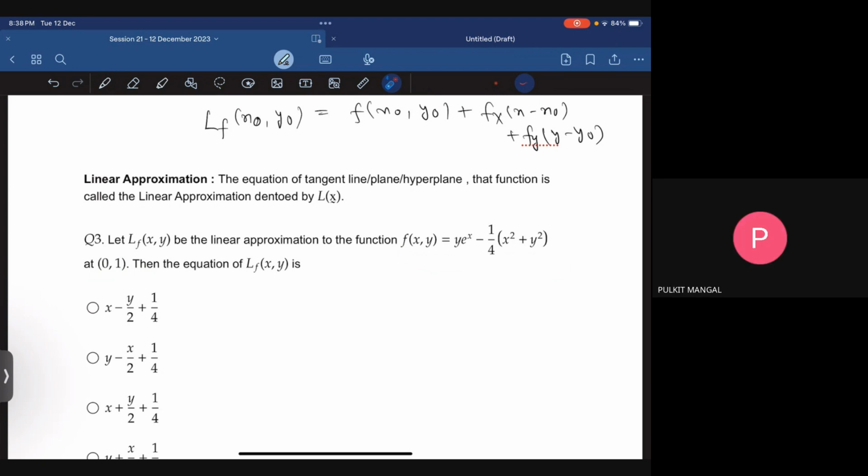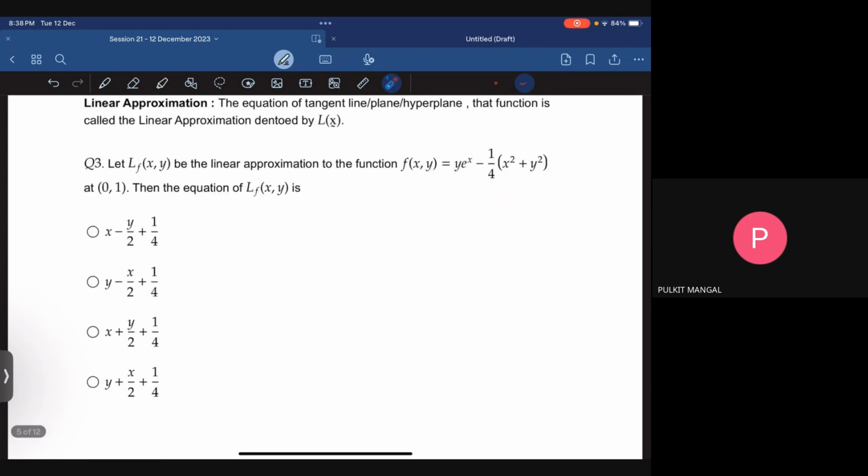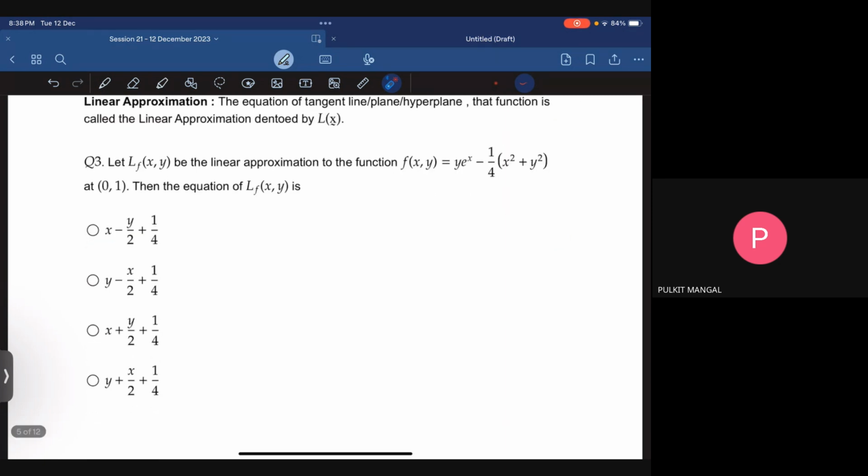If my function behaves like that, then what would be the equation for that line or plane? Okay, sir. So this is basically the same as the tangent plane or hyperplane equation. It's just a different name for that. So for linear approximation, same approach, everything will be the same, just like how we did for the tangent plane.